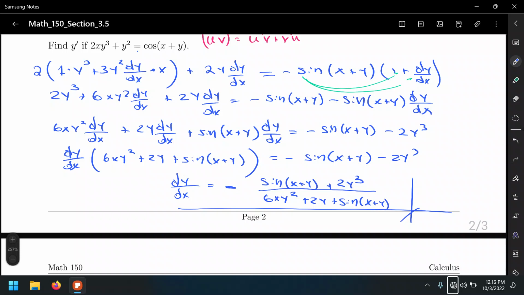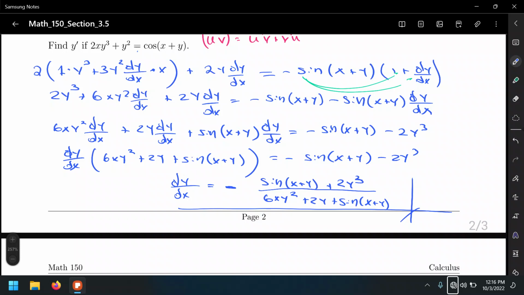Will problems as complex as this one be on the exam? Excuse me? Will problems as complex as this one be on the exam? Possibly something like this involving a product and a trigonometric or an exponential, maybe something like e to the x squared plus y squared or e to the xy, something like that.